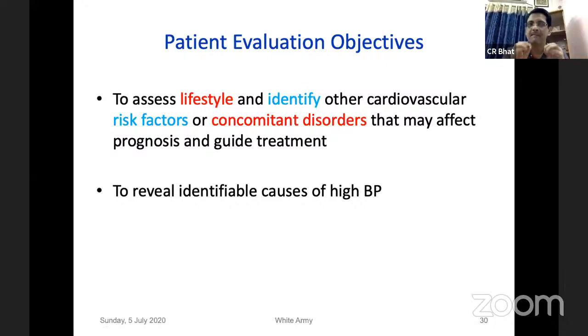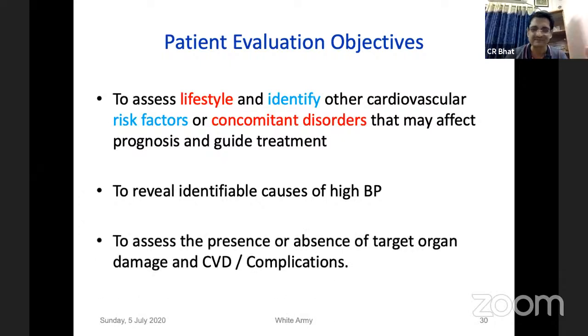And our objective in the evaluation should be to reveal the identifiable causes. Previously, I said hyperthyroidism, hypothyroidism, renal failures, and so on. To assess the presence or absence of the target organ damage and some of the complications at the given time. At every time, we need to look for those things. Now, whether this patient has hypertension, true, but did he already develop target organ damage or target involvement like retinopathy, cardiac enlargement, cardiac hypertrophy, or proteinuria, and so on?